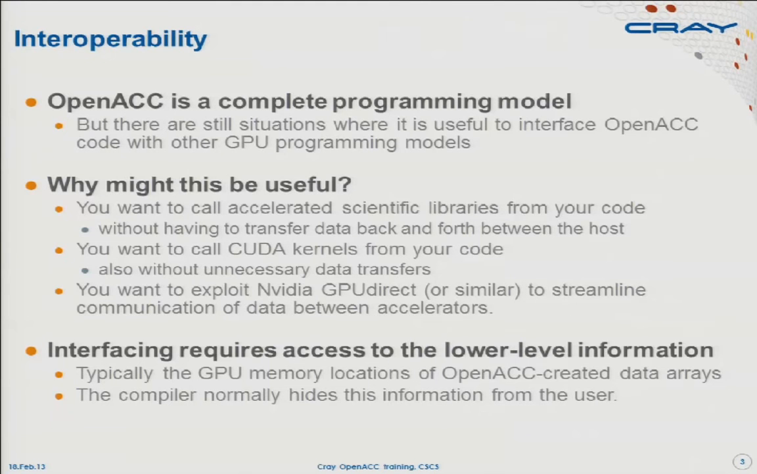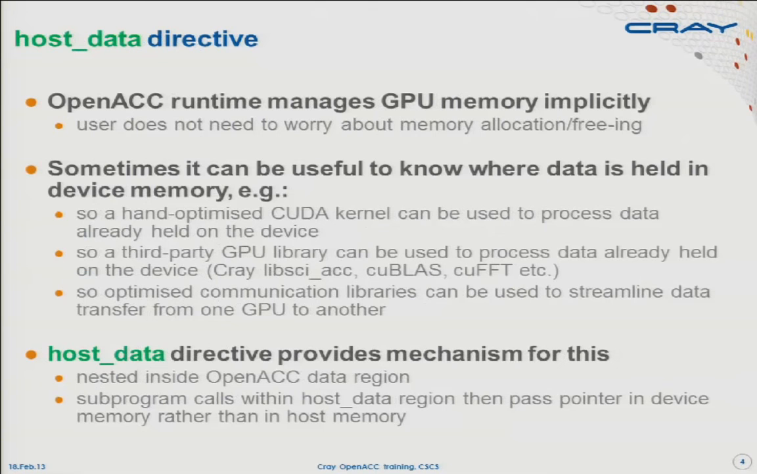But there are cases where it's useful to be able to interface with other GPU programming models and other things that are going on. Why would you want to do this? Well, if you're using libraries in your code, if you're running DGEMM and BLAS libraries, which the compiler has usually hidden this information. And that's what the host data directive is. I talked about it a little bit yesterday, but it's probably worth saying it again.